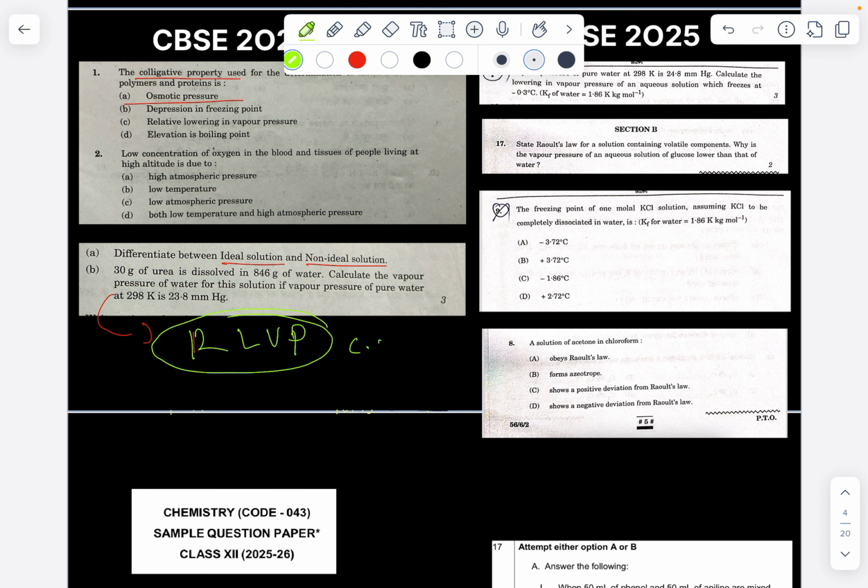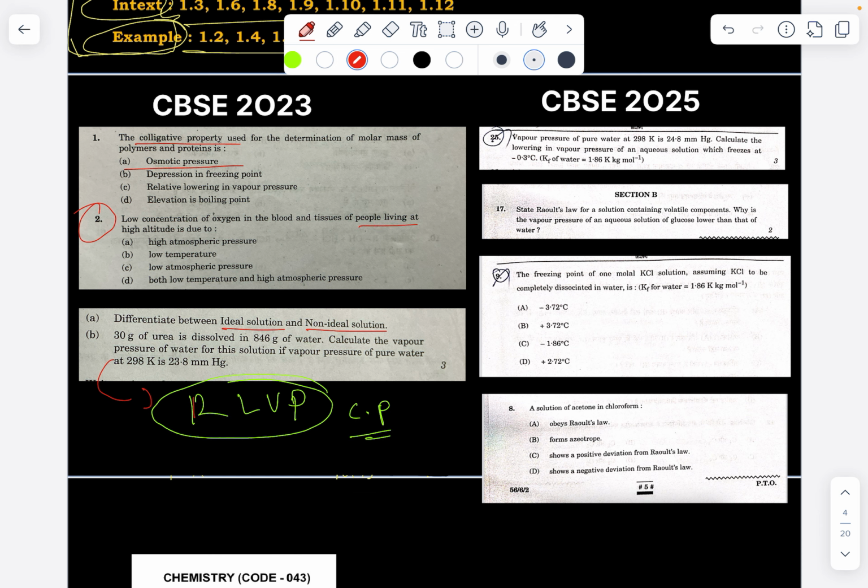And what about the second question? This second question: low concentration of oxygen in blood and tissue of people living at high altitude is due to. So this question is regarding the applications of Henry's law.